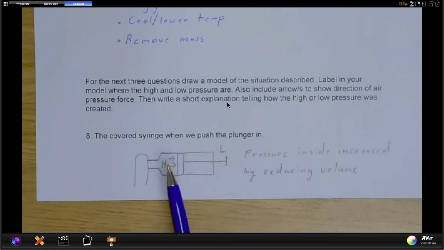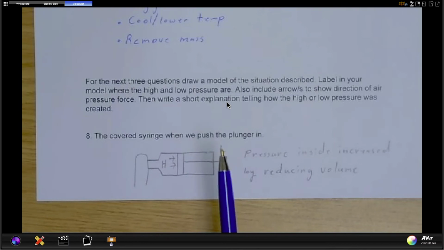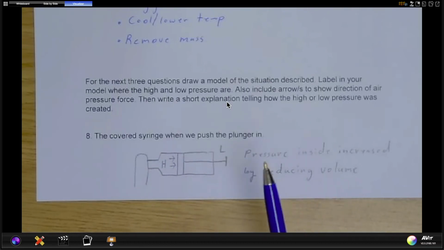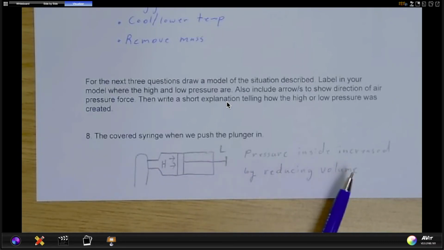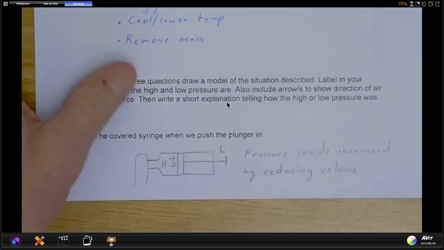And we know the cardinal rule of pressure is that high always wants to flow to low, and the high pressure inside the syringe wants to push to the low pressure outside the syringe. And we also want to tell how that pressure was increased. Well, the pressure was increased by reducing the volume in the syringe. We put the air in a smaller space, it hits the edges more often, increasing pressure. So you'll be scored on the arrows, the high and the low pressure, and your explanation. These are worth a lot of points.